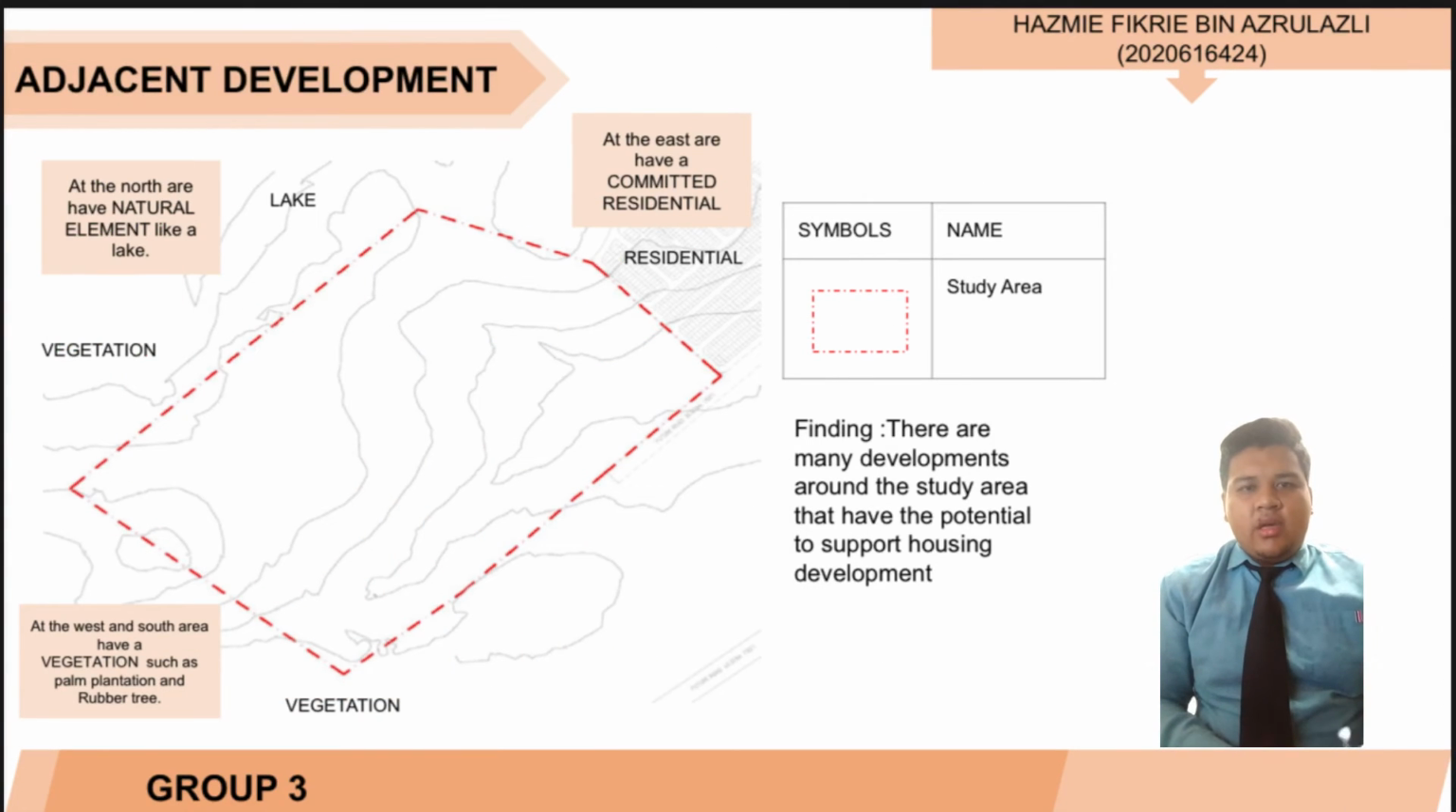Western development. In the north part of the site, there are natural elements such as a lake, while in the south and west part of the site, there is an element of vegetation, that is oil palm. And in the east part of the site, there is a housing area that is being developed. The finding for this analysis is there are many developments around the study area that have the potential to support housing development.